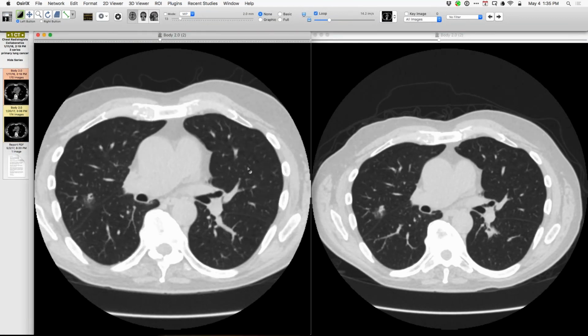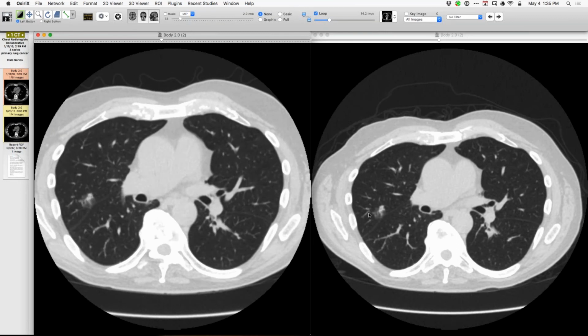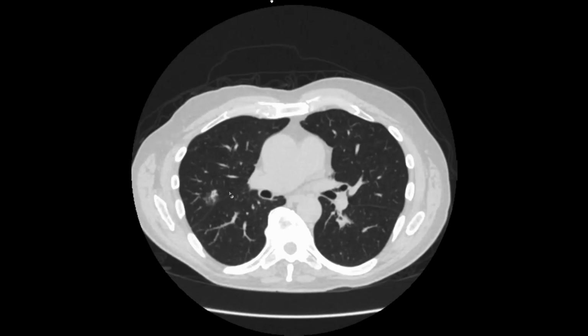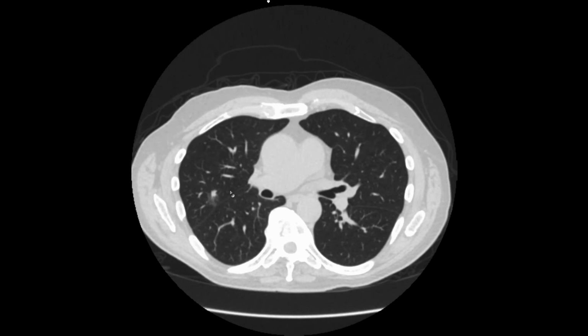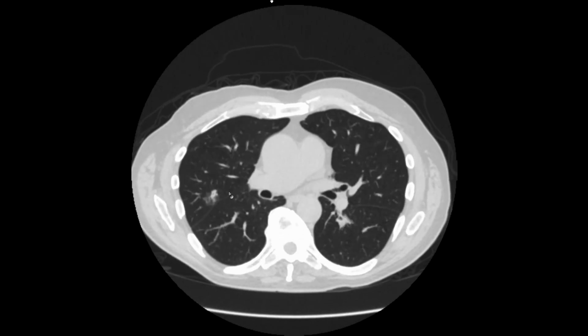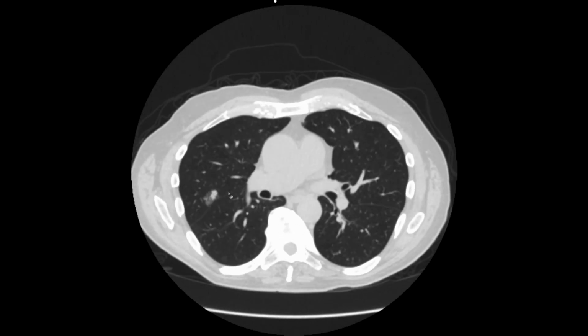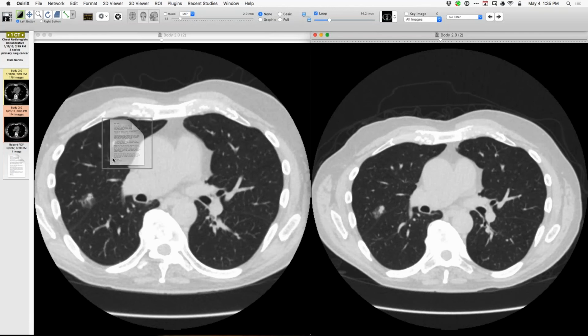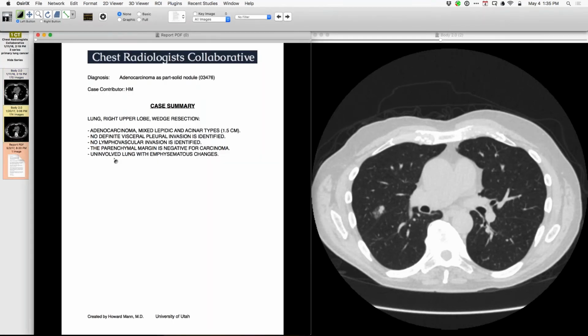I think that, and I didn't measure this one particularly carefully, but I wonder whether that solid component here had increased a little bit. But otherwise, a near identical lesion to the one that I showed you, a really typical part solid nodule. And this one too is an adenocarcinoma. This one also has no lymphovascular invasion and mixed lipidic and acinar types. So nice teaching examples of so-called part solid lesions that both turn out to be an invasive adenocarcinoma of lung.